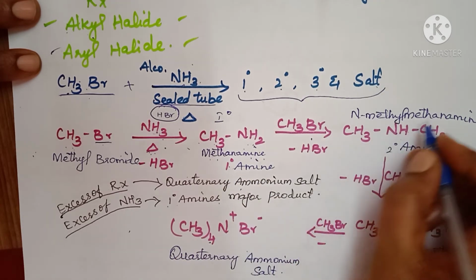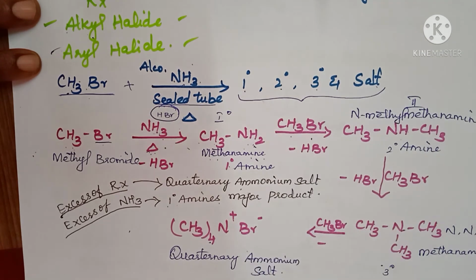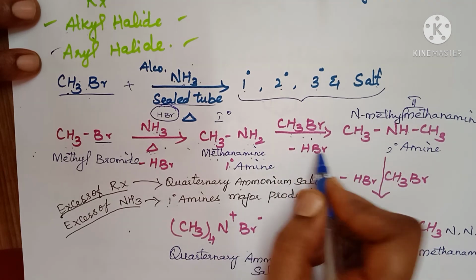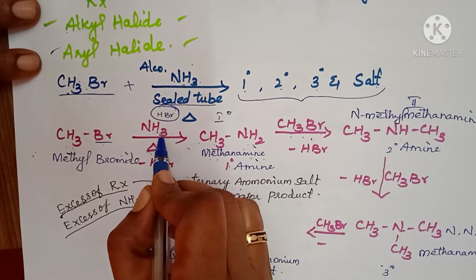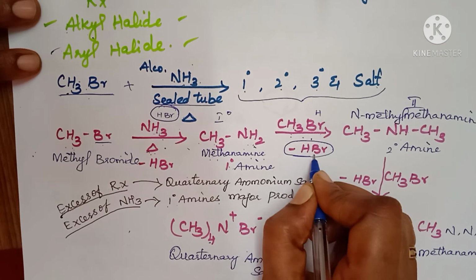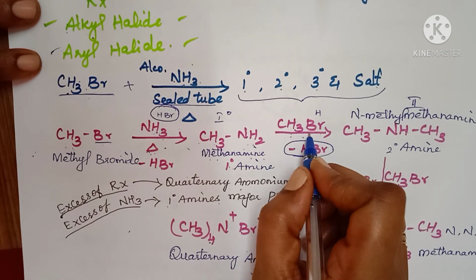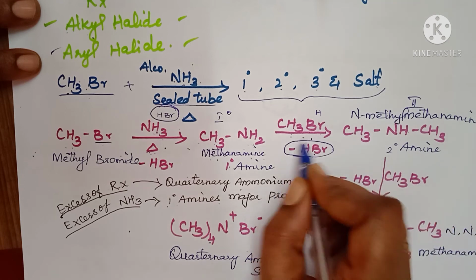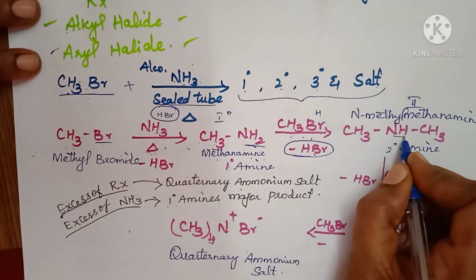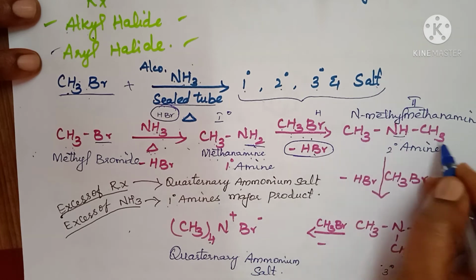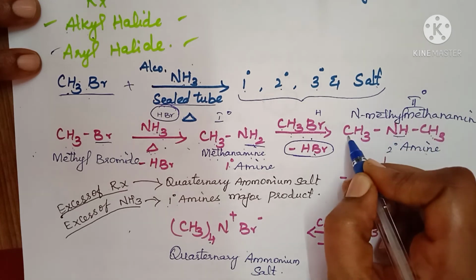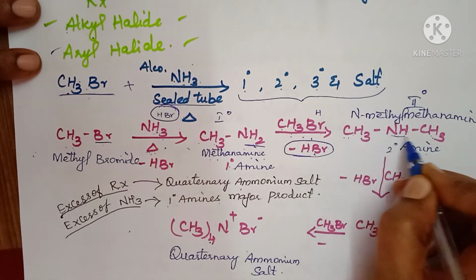Next, the second step. Again we add CH3Br, methyl bromide. NH2 is there, and one hydrogen combines with Br and is released as HBr, hydrogen bromide coming out. So here it becomes NH only. This methyl group and this methyl group combined together make a secondary amine. What is the IUPAC name? N-methyl methanamine.